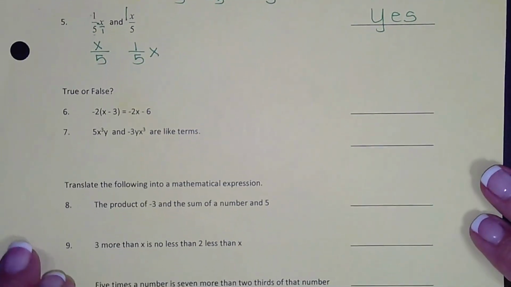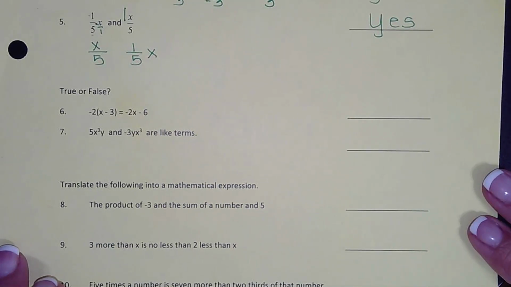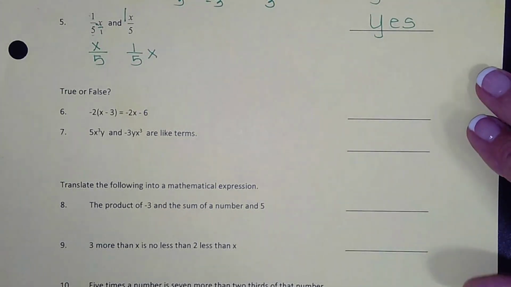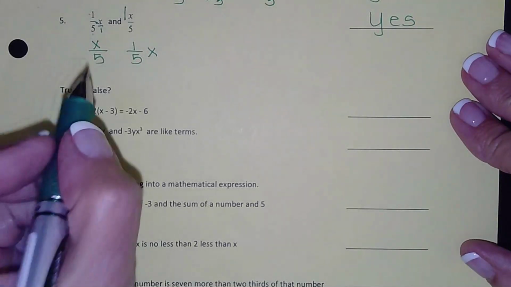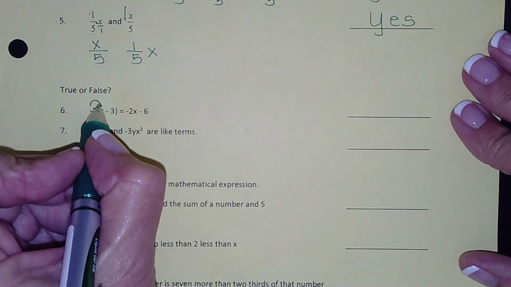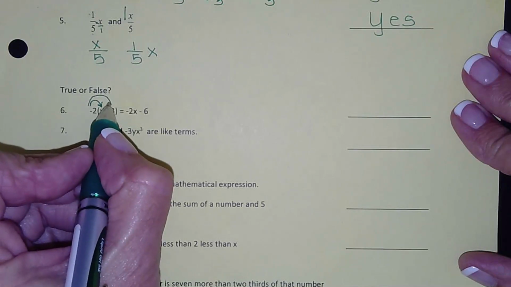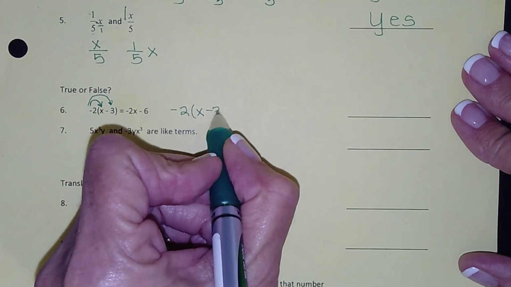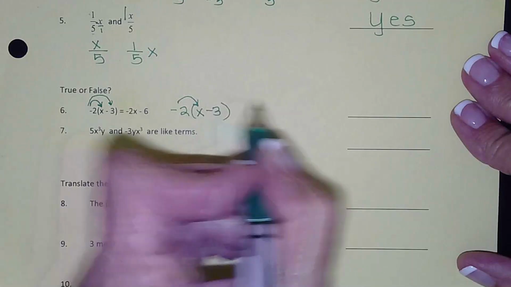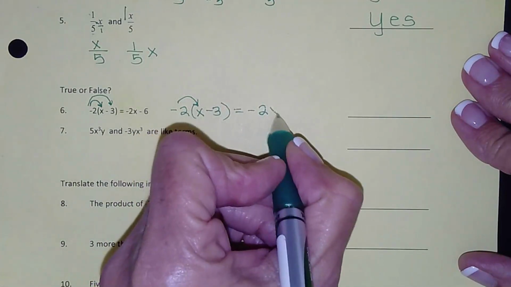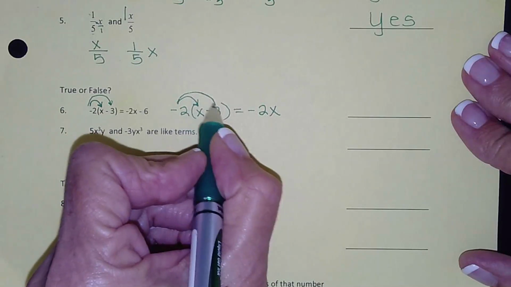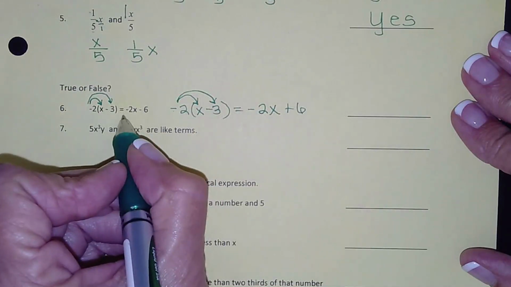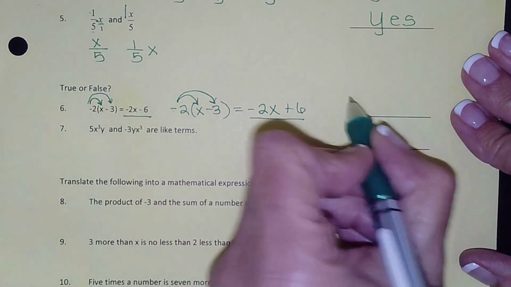Okay, this also was on the test. I think on the practice test it said, are they equivalent? On this one they're saying true or false. So same thing, are they equivalent? So when we distribute this, because remember you have to simplify whichever ones you can simplify, negative 2 times x minus 3 would be negative 2x. And a negative times a negative would be positive 6. So these two are not the same, so this would be false.